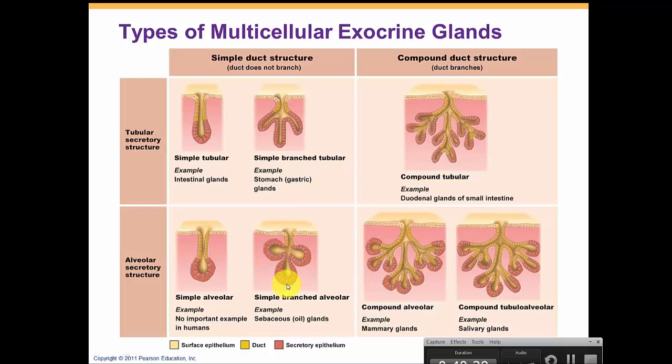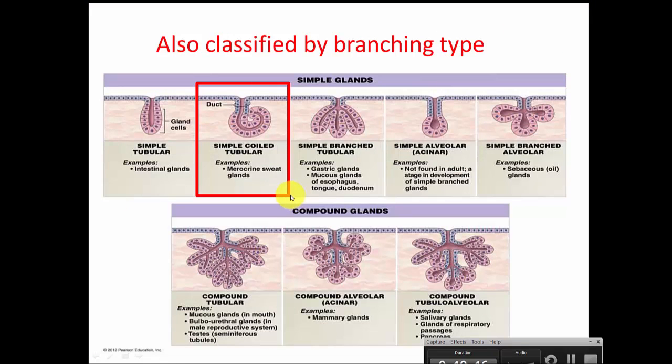The same for the alveoli. So it's simple, branched, alveolar. Because what's branching here is not the duct. It's actually the secretory unit. Okay? Now let's go to the next slide.